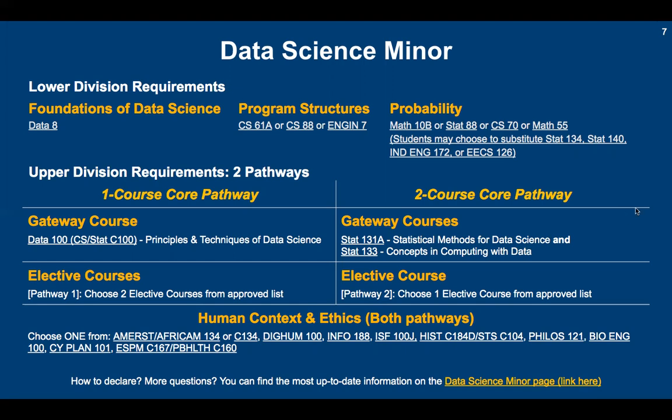And for your electives, for the first pathway, you have to take 2 elective courses from the approved list, and the whole list is on the website. And for the 2-course pathway, you have to take 1 elective course. And for both pathways, you have to take 1 human context and ethics class, and the full list is below.